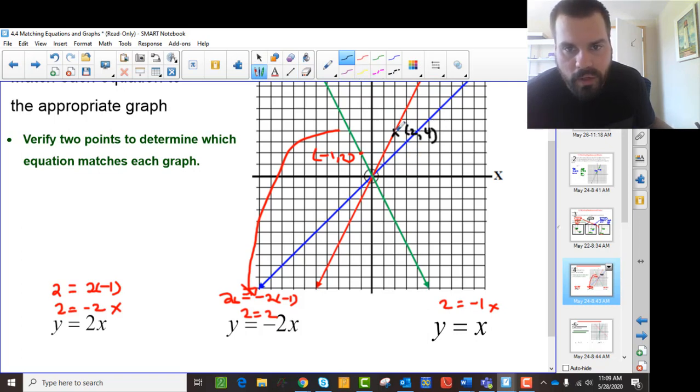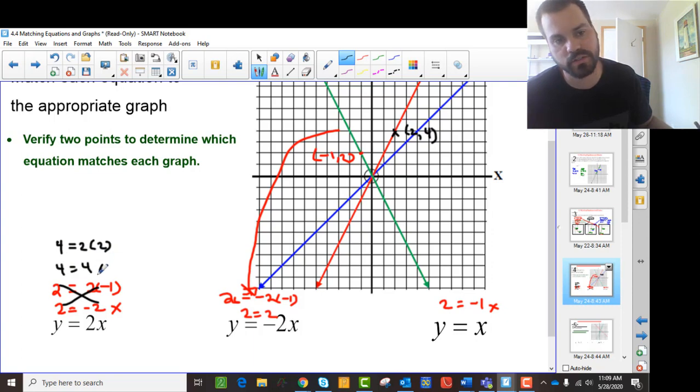1, 2, 3, 4. Yeah, so it's 2 and 4. So I try that one now. We knew this one didn't work, so now we try 2 and 4. So I say 4 would equal 2 times 2. We say, is that true? 4 equals 4. Yes, that is true.